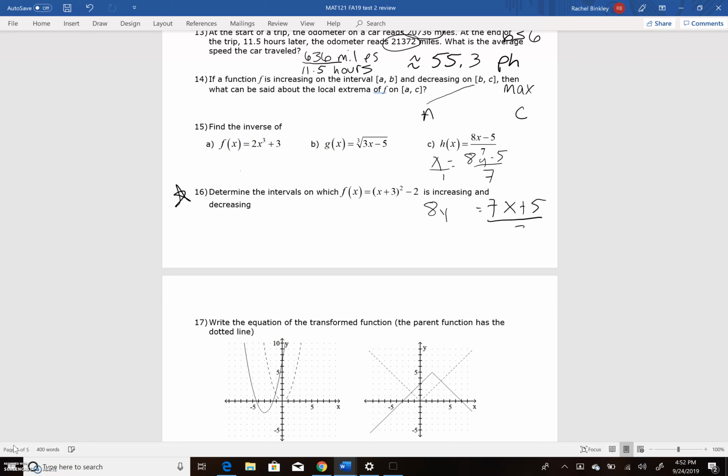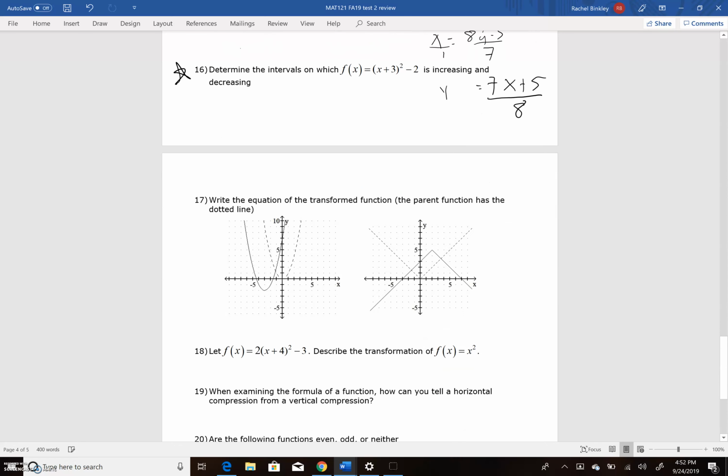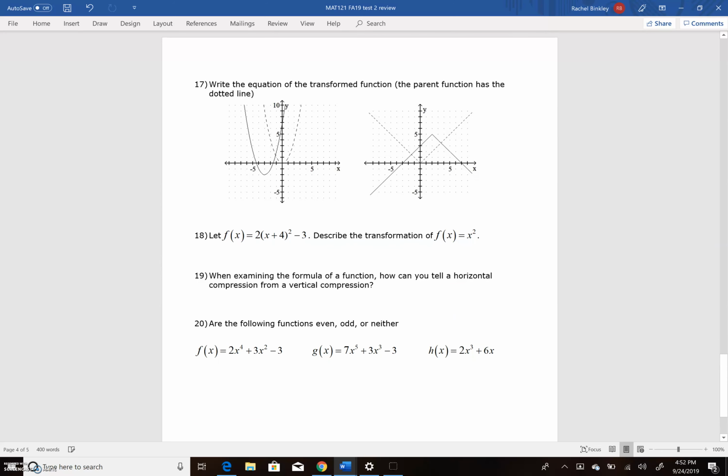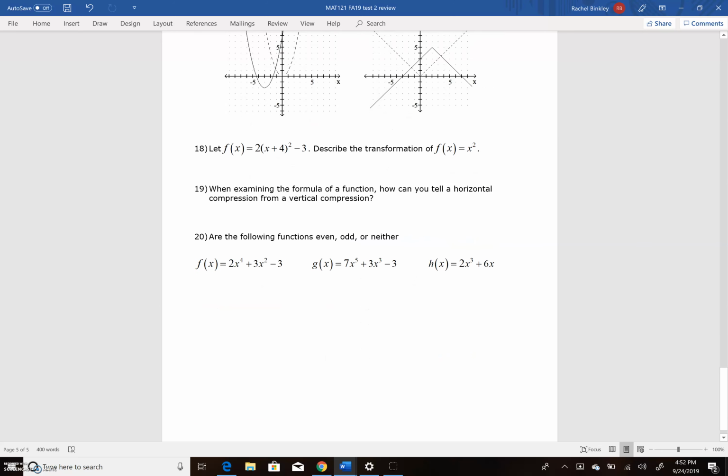So these are easy compared to your homework, which is good because your homework's worth a lot less points than your test. Okay, there's transforming functions.